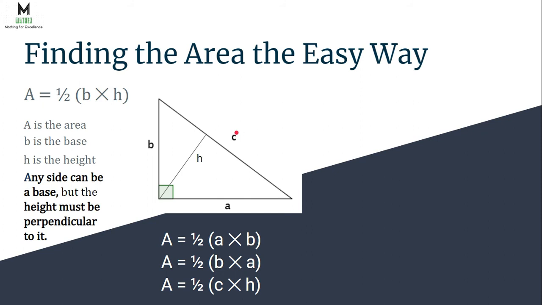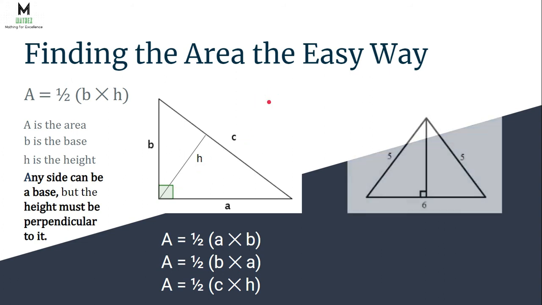Now, in a right triangle, we can typically identify at least one base and height pretty simply just by looking at where the right angle lies. We can also do the same thing with an isosceles triangle, because the altitude of an isosceles triangle to the non-equal side will bisect that side.